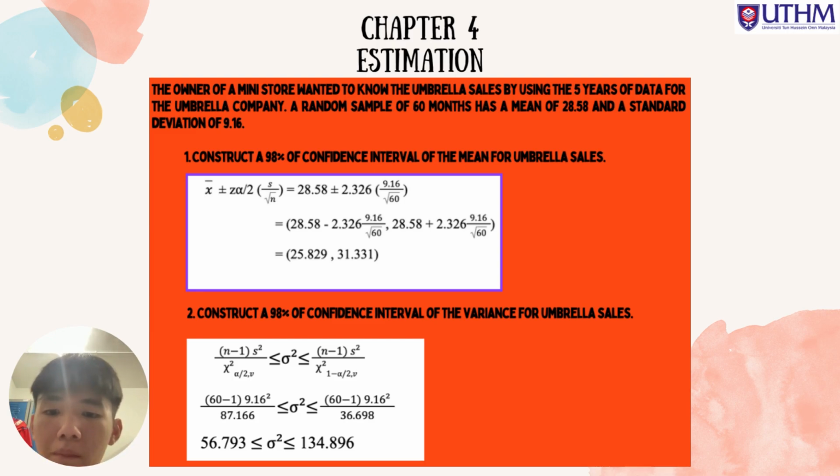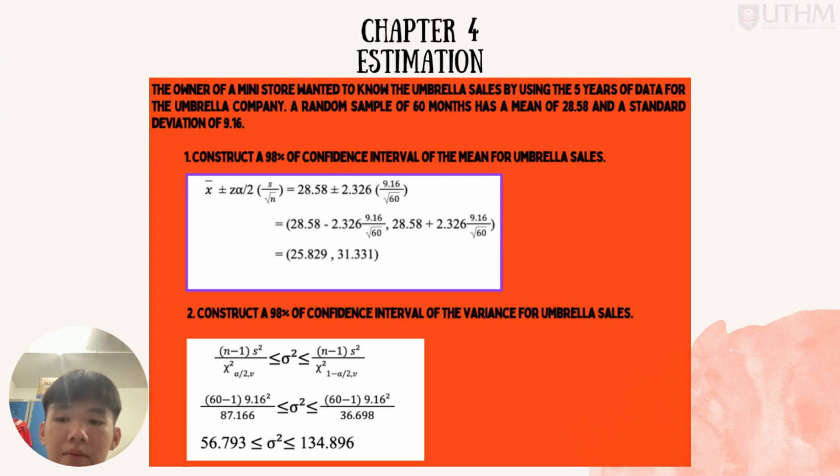And from our findings, we can conclude that we are 98% confident that the mean of umbrella sales is between 25.829 and 31.331. And secondly, we also want to find the 98% confidence interval for the variance of the umbrella sales. We can also conclude that it is between 56.793 and also 134.896.